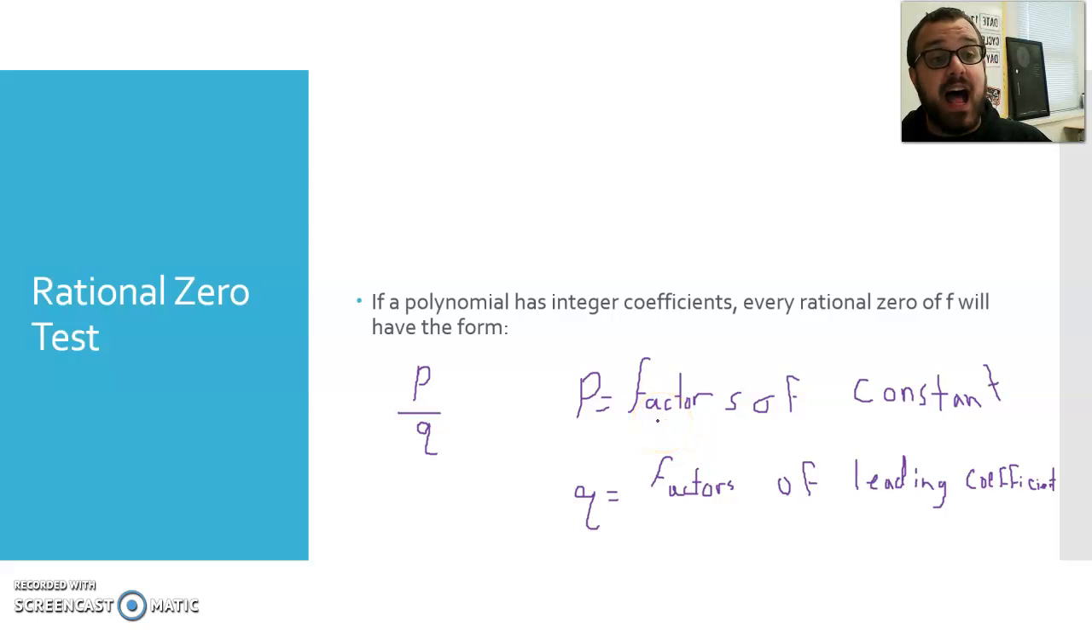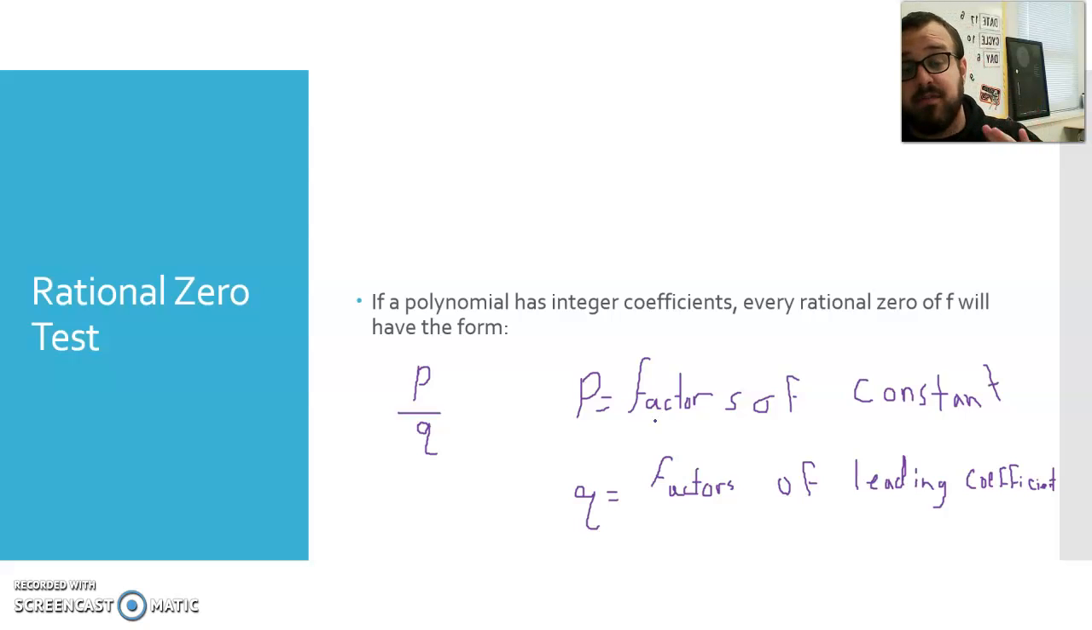So you're going to find all the possible factors of your constant term, all the possible factors of your leading coefficient, and any of those ratios could be a root of your polynomial, a rational root, okay? Only the rational roots will have that form. You could have irrational roots, you could have complex roots.